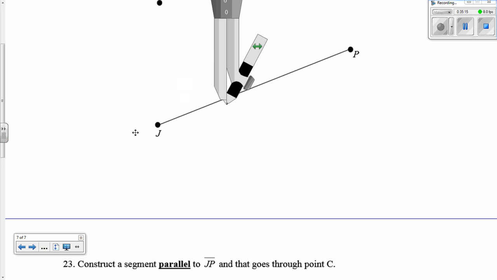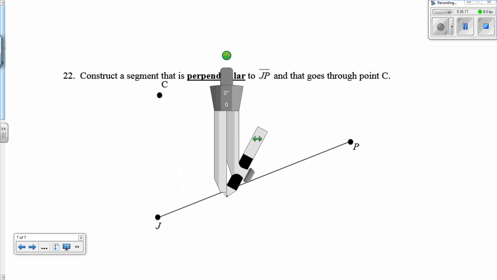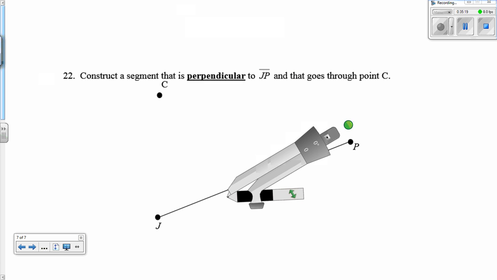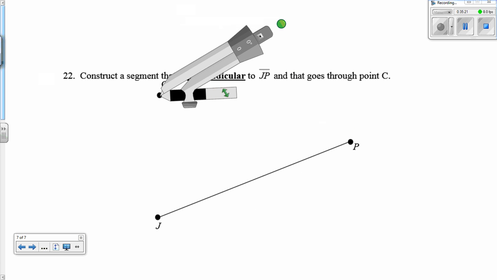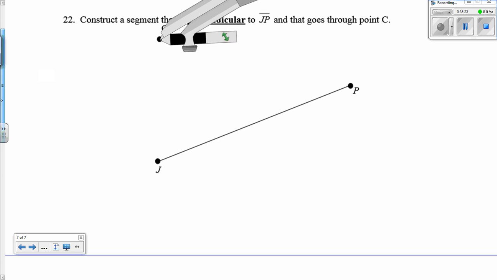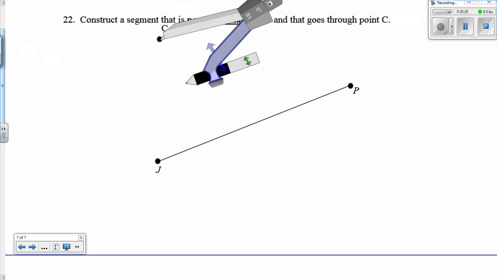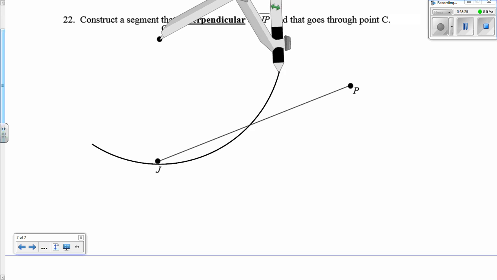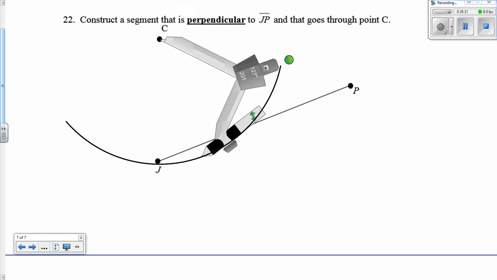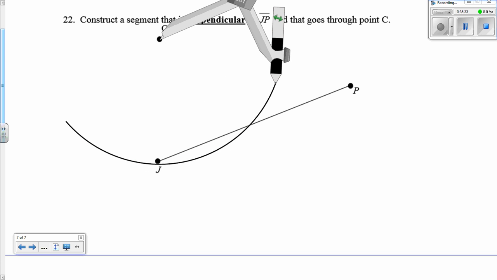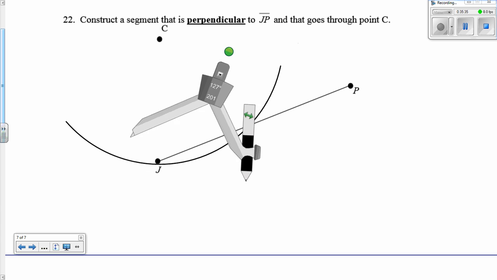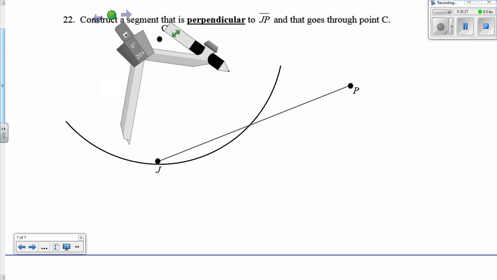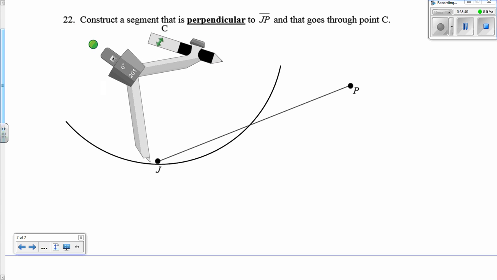All right, so number 22, a perpendicular. This is my perpendicular off the line. So I have to put my compass on point C. I want to open this up so that my compass is below my line, and I draw my smile. The next step is to put my compass on the two spots where my arc intersected my line to make my football.